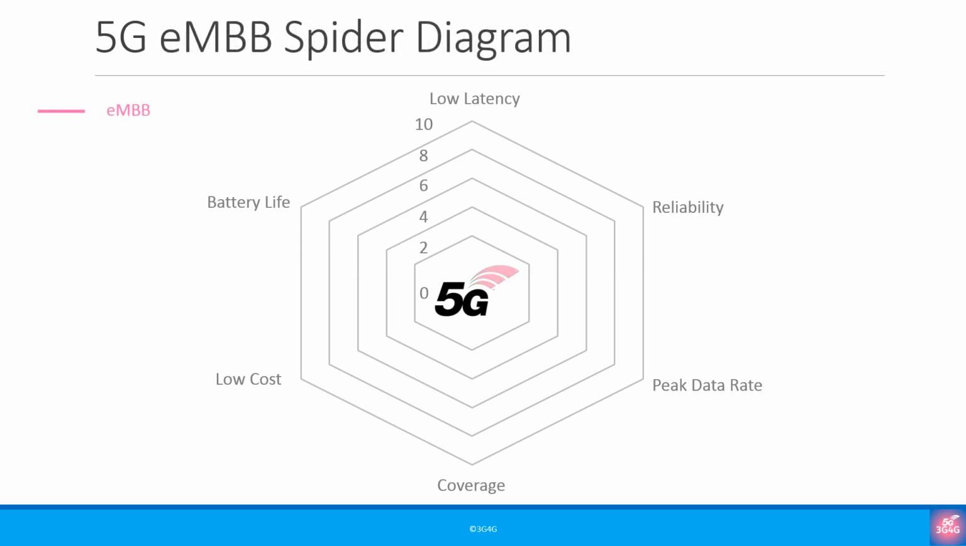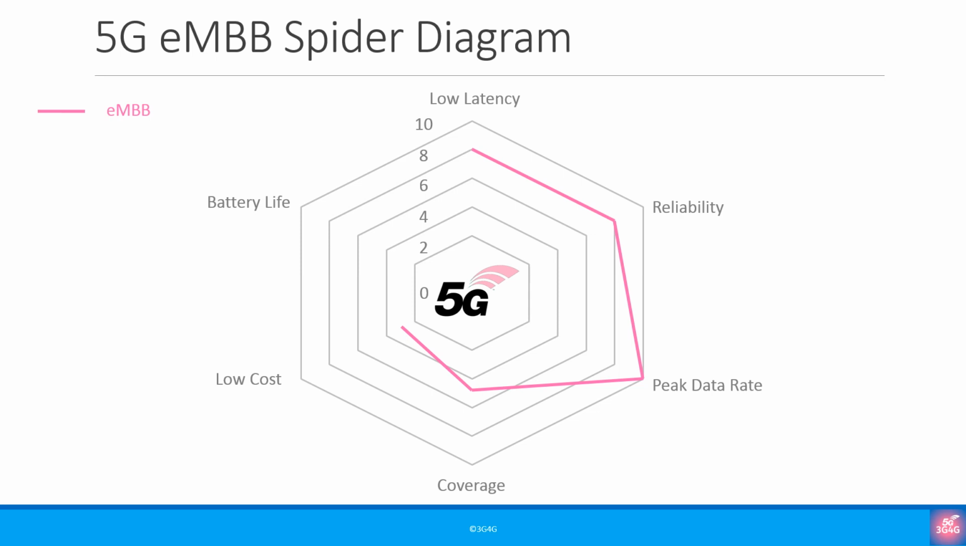So let's start with a 5G enhanced mobile broadband or an eMBB spider chart. For eMBB, we are looking at a reasonably low latency and a reasonably high reliability. We are looking at very high peak data rates wherever possible. The coverage is important, but not very important. We are looking at very high peak data rates in small cells. We are not thinking about nationwide peak data rates.